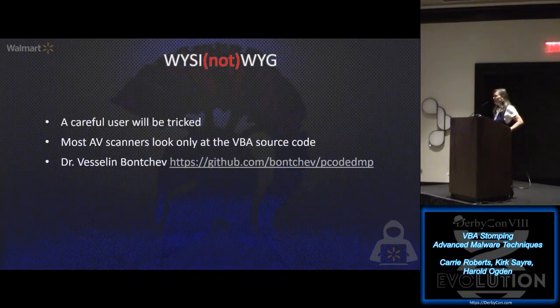And as Harold mentioned, most AV scanners are looking at the compressed VBA source, because, I mean, you can see from that slide that it's much easier to understand the VBA source than the Pcode. So that's the easy way to write signatures. So this can bypass a lot of AV. This idea is not new. Dr. Bonchev gave code and also proof of concepts for the earlier versions of Office for VBA Stomping, although he didn't refer to it as VBA Stomping, so you can review that work there.